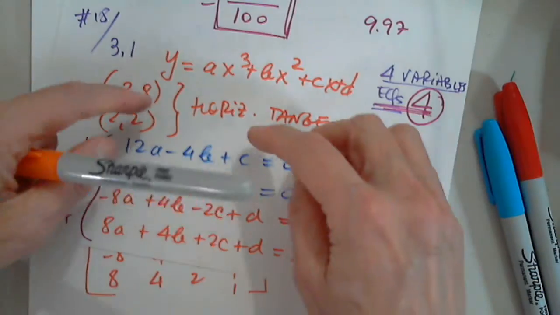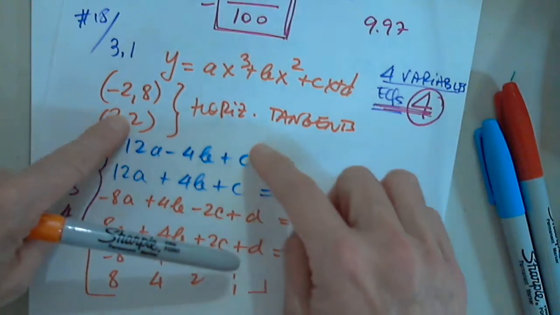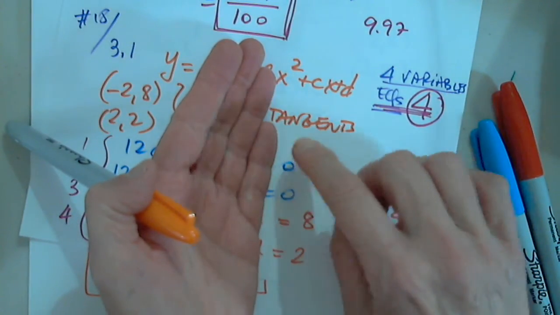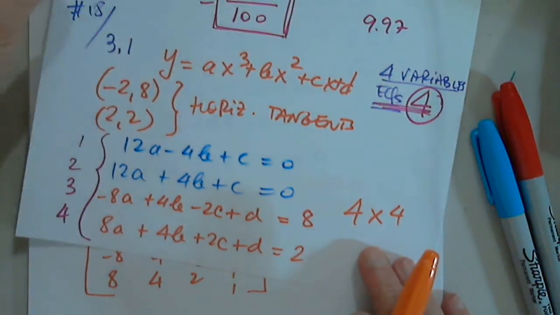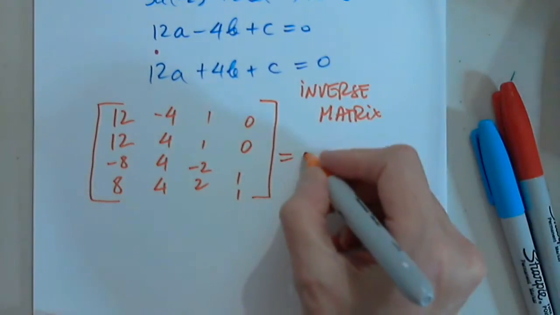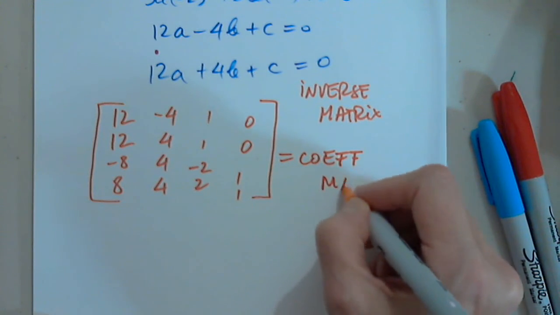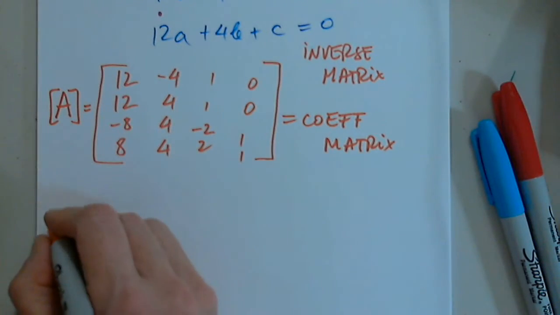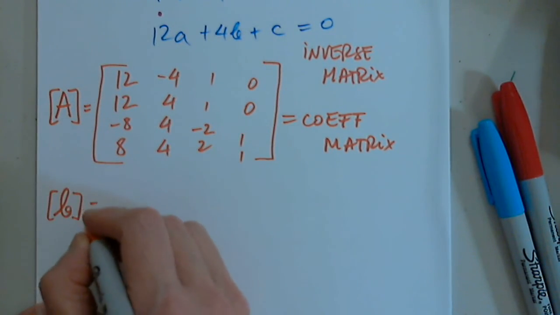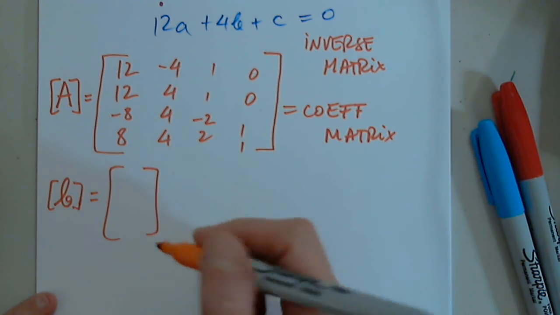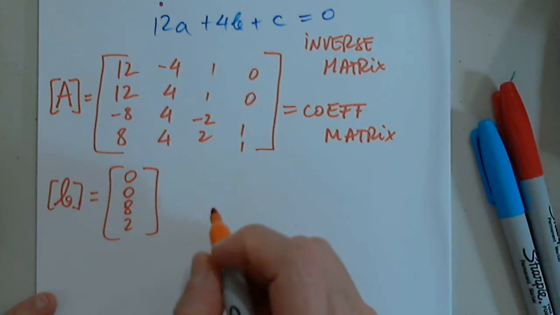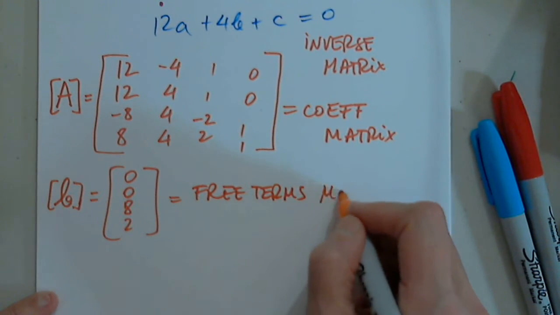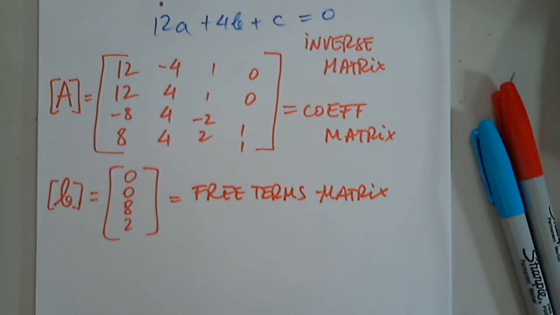Now, this is what's called the coefficient matrix. Now I want to create a matrix that is 4 by 1: 0, 0, 8, 2. So this is the coefficient matrix. We denote it by A if you want. And we're going to denote by lowercase b the column matrix 0, 0, 8, 2. So this is the free terms matrix, the matrix of free terms.